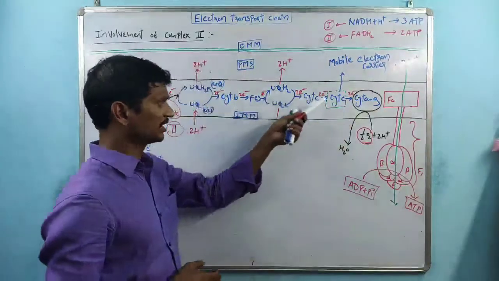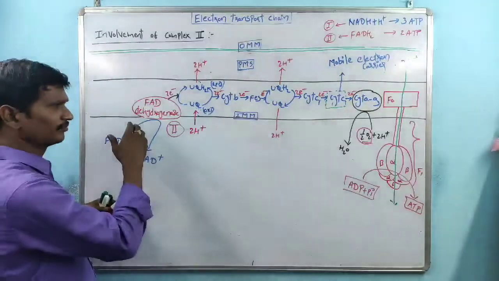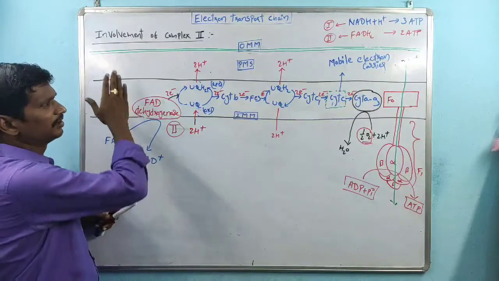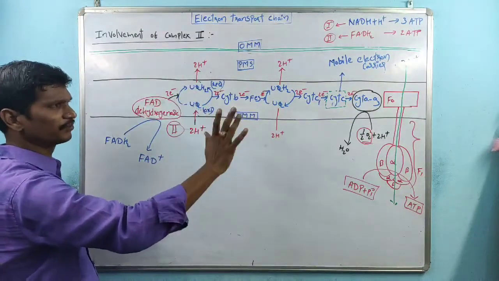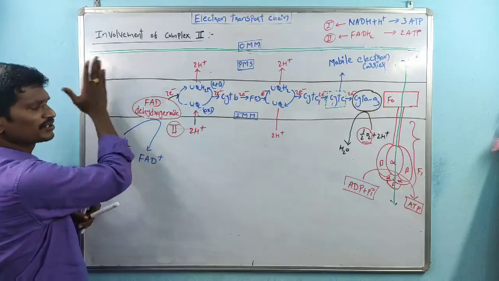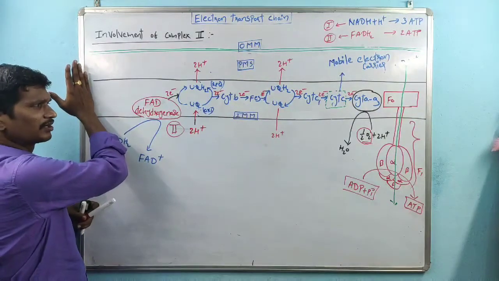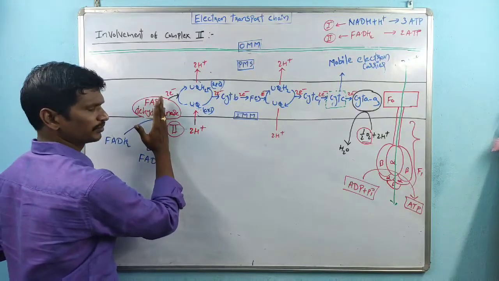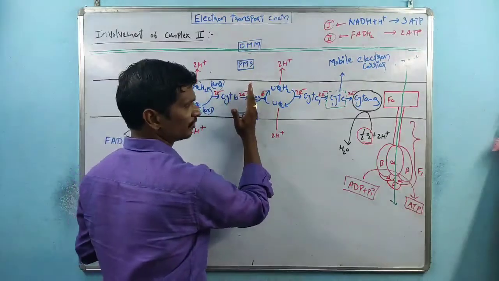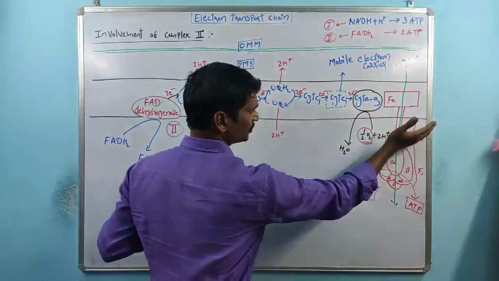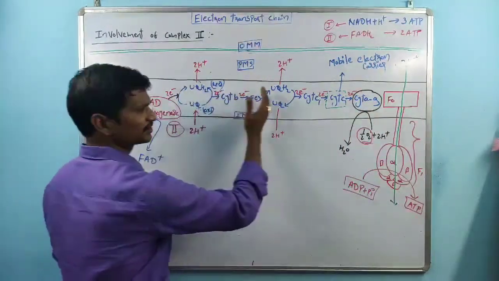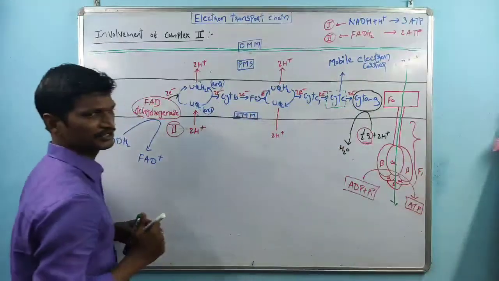See these 4 complexes. Total complexes involved are 4. Here complex 1 is not involved. So complex 2 is involved, complex 3 is involved, complex 4 is involved, and this is complex 5. So totally these complexes are involved in ATP synthesis.